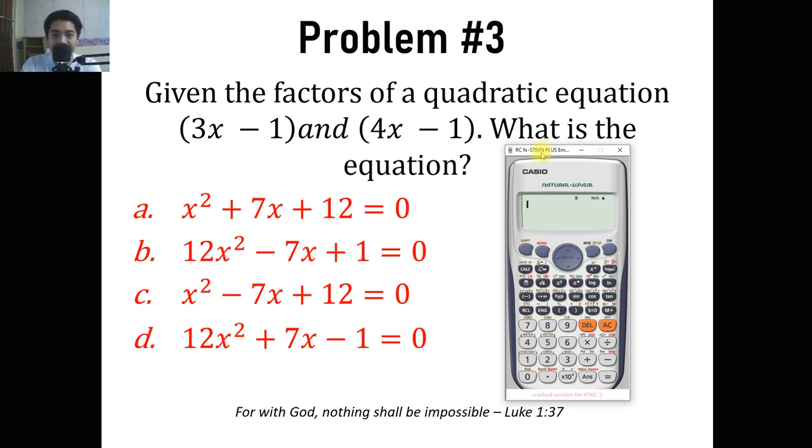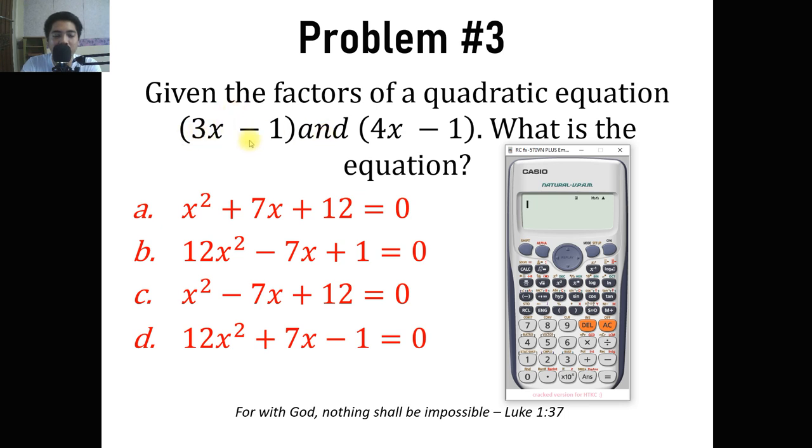So we have the factors 3x minus 1 and 4x minus 1. We are to find the quadratic equation. So what we are going to do is, we have to equate first 3x minus 1 equals 0 and 4x minus 1 equals 0. And then we're going to isolate x. So imagine we have 3x minus 1 equals 0 here. Upon isolating x, transposing negative 1, this becomes 3x equals 1.